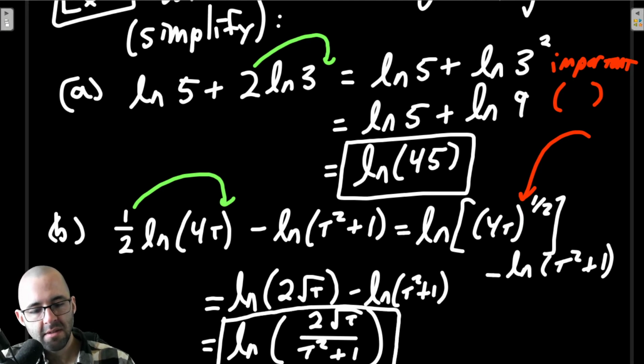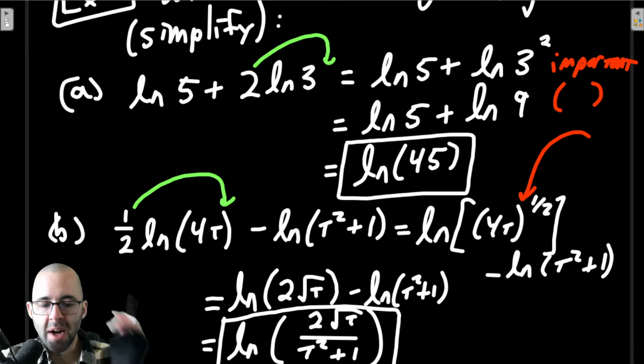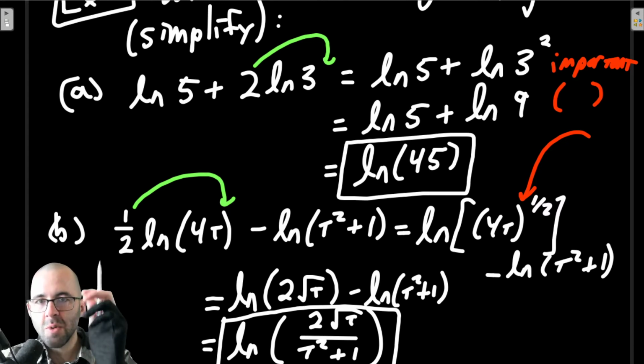Beautiful. And again, it really is up for debate which form is nicer. But this is what the book wants you to do. All right. And it's good practice. We'll show why it's good practice in future videos.